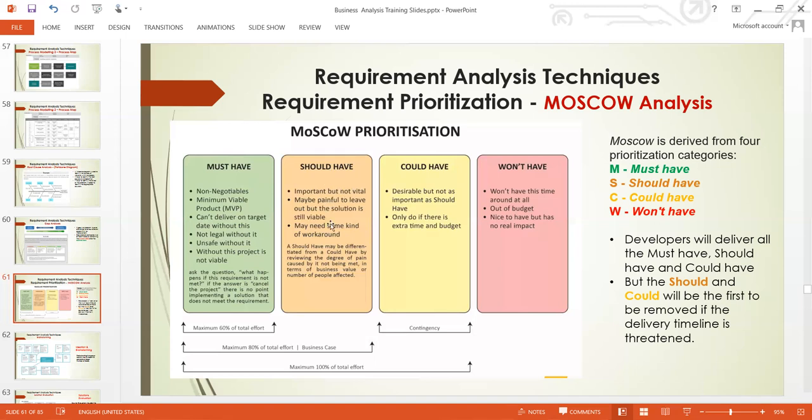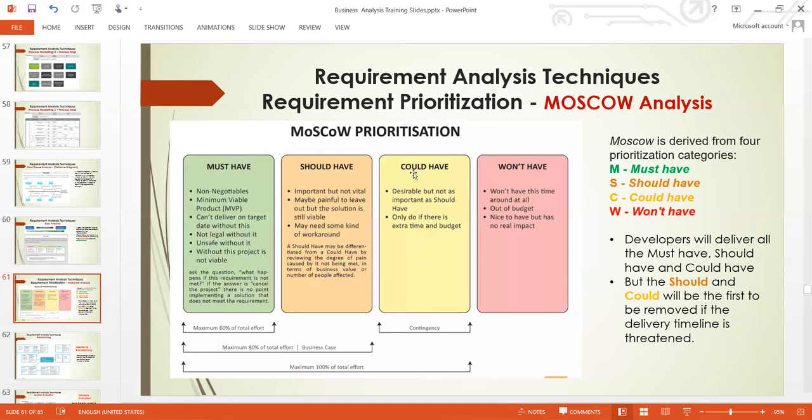Then we talk about should have under our prioritization. Important, but not vital. May be painful to leave out, but the solution is still viable. May need some kind of workaround. A should have may be different from a could have by reviewing the degree of pain caused by it not being met, in terms of business value or number of people affected. So if we don't meet this requirement under should have, it should be painful, but it doesn't mean that the project cannot go on. The project can still go on. And the difference between should have and could have is the level of pain.